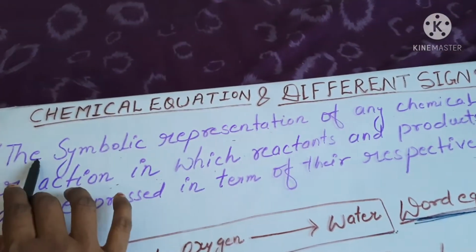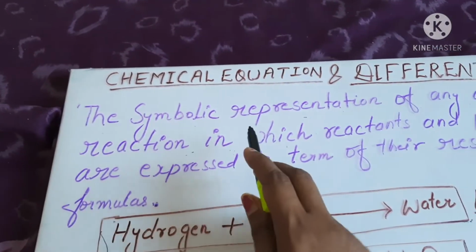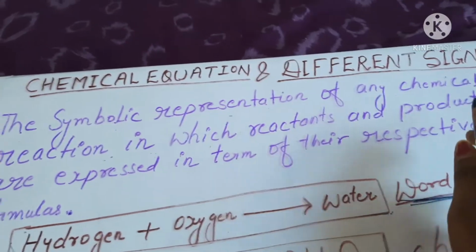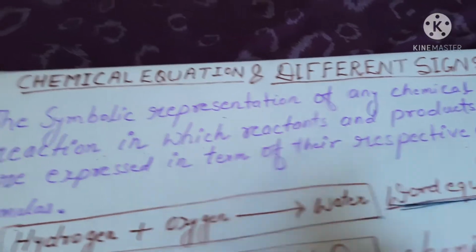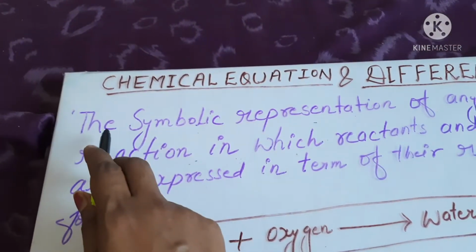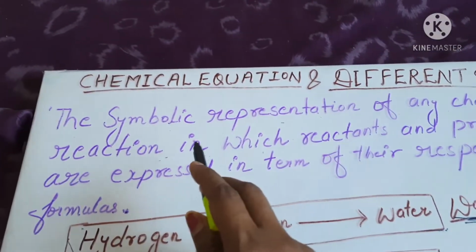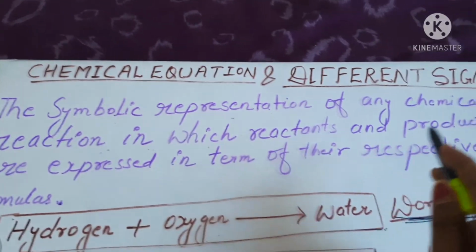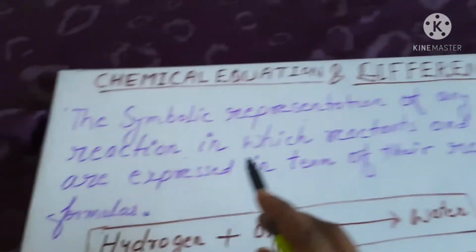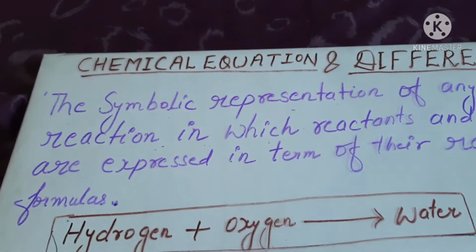So let's define. Chemical equation is the symbolic representation of any chemical reaction in which reactants and products are expressed in terms of their respective chemical formulas. I repeat, the symbolic representation of any chemical reaction in which reactants and products are expressed in terms of their respective chemical formulas. That is the definition of chemical equation.